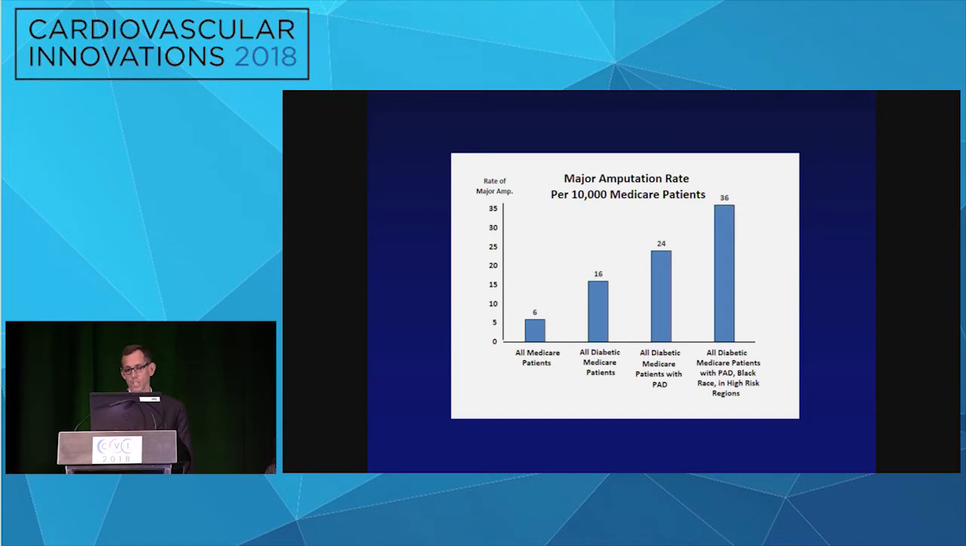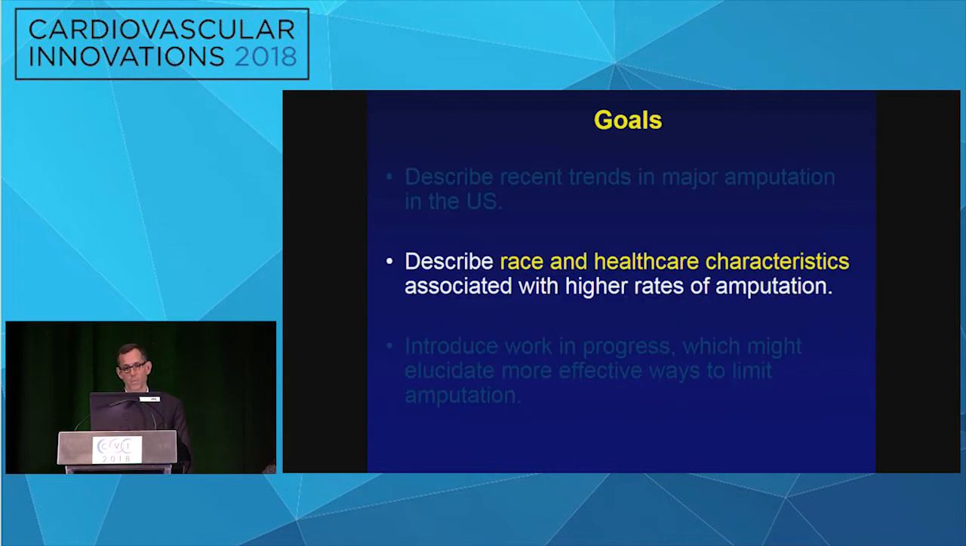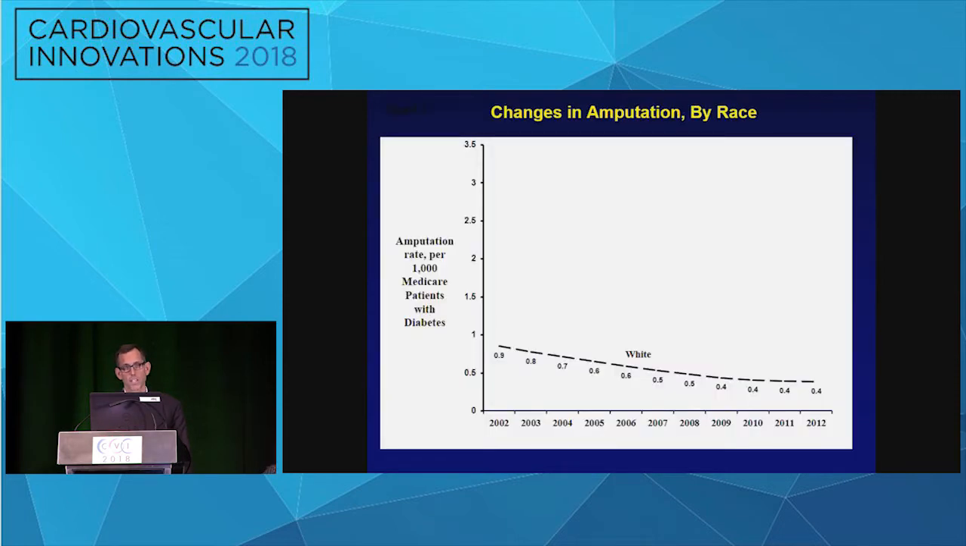But if you look at diabetic patients who are African American, have peripheral arterial disease, have diabetes, and live in certain high-risk regions of the country, the rate is 6-fold higher, 36 per 10,000 Medicare beneficiaries. We then wanted to examine some of the factors about the treatments that these patients received and look to see if it was a function of time and lack of effect or new treatments.